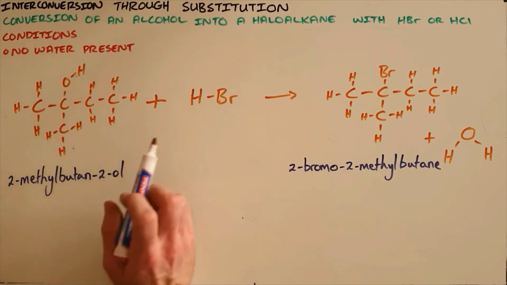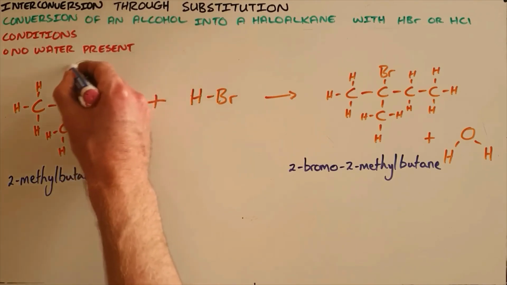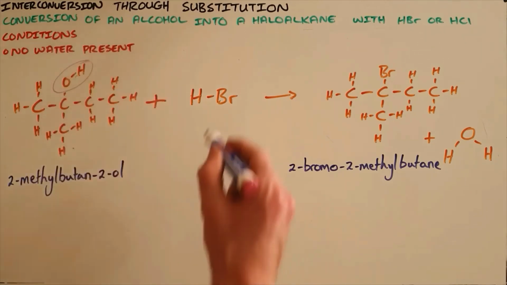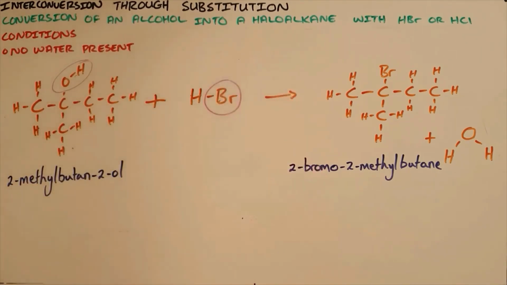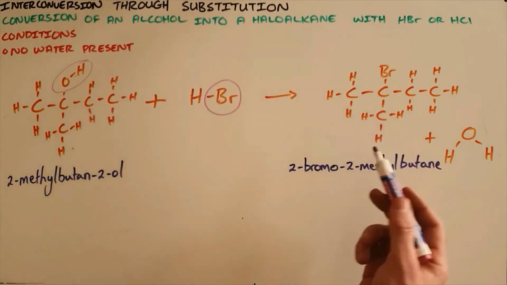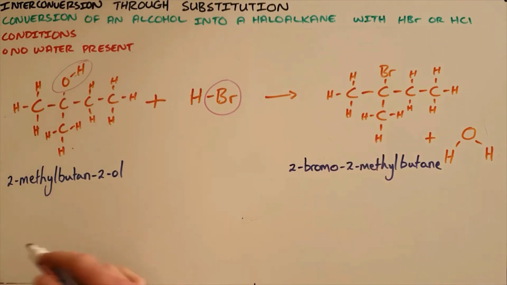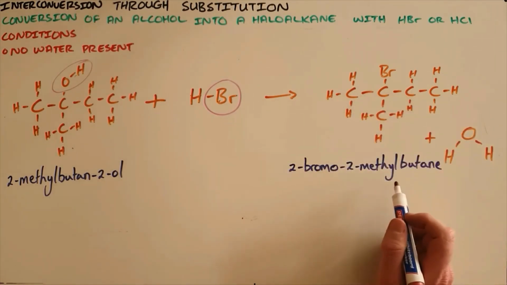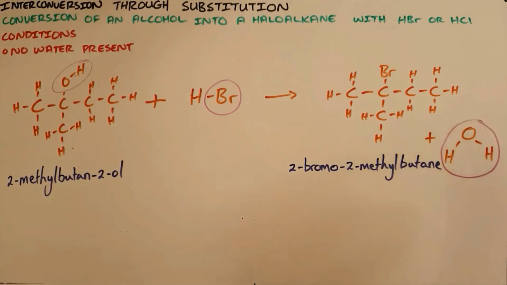And what would happen in this interconversion reaction is the hydroxyl group that is forming that tertiary alcohol would be replaced or substituted with the halogen, in this case bromine, that is attached to the hydrogen, and that takes us from 2-methylbutan-2-ol, the alcohol, to form 2-bromo-2-methylbutane, as well as water. This interconversion reaction can often be seen as a reverse hydrolysis reaction, where hydrolysis converts from a haloalkane into an alcohol, interconversion converts from an alcohol into a haloalkane.